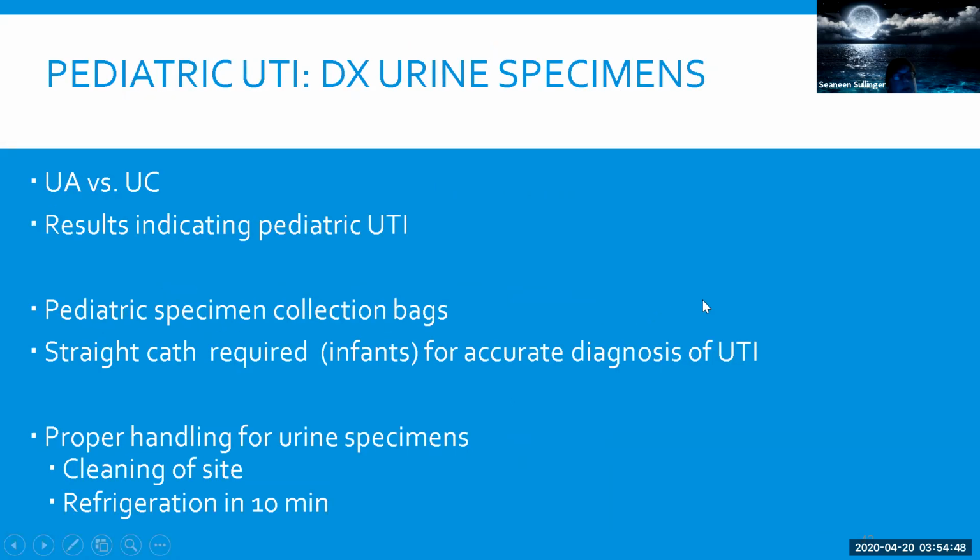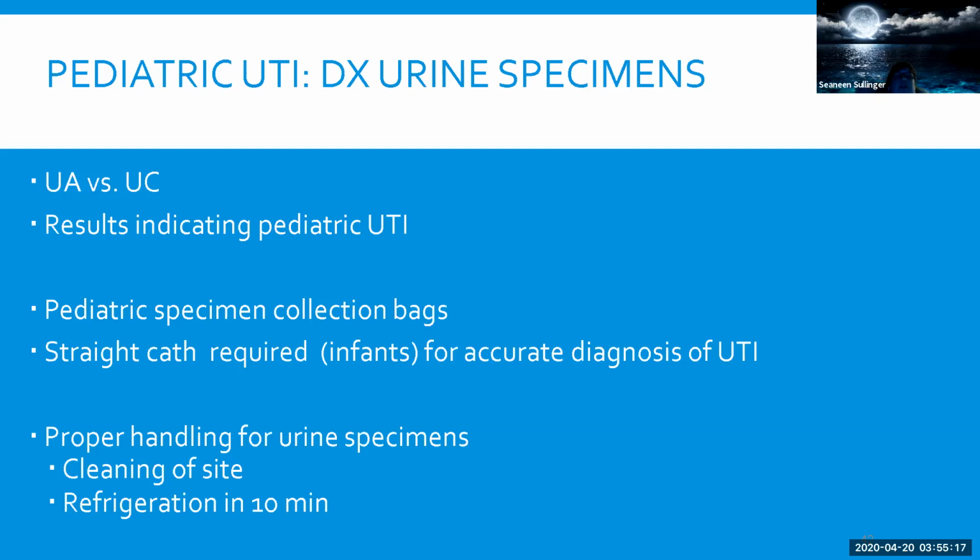So UA versus a urine culture, right? You understand that. We've talked about that. The urine culture will pinpoint specific antibiotics based on the organisms found in the urine. Pediatric specimen collection bags, I think somebody in my pediatric clinical group was helping with that. And for the culture, the straight cath is required for infants to get an accurate diagnosis of urinary tract infection.